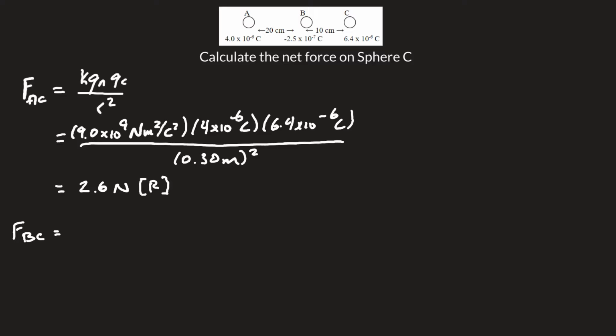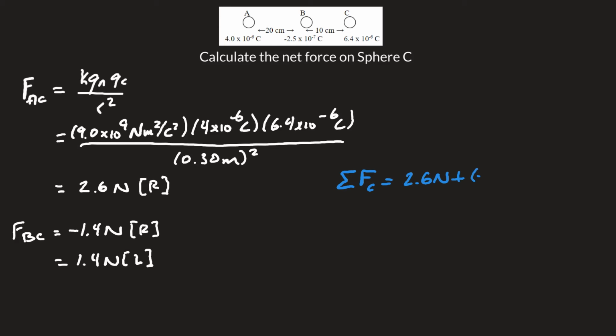We're going to do the same thing with FBC, following the exact same procedure, except instead of QA, we have QB. This is going to give us a value of negative 1.4 newtons, or 1.4 newtons to the left. To find the net force on C, we're looking at the sum of all the forces on C, which is the force of A on C plus the force of B on C. So that's 2.6 newtons plus negative 1.4 newtons. That leaves us with a net force of 1.2 newtons, and since that's a positive value, it is to the right.